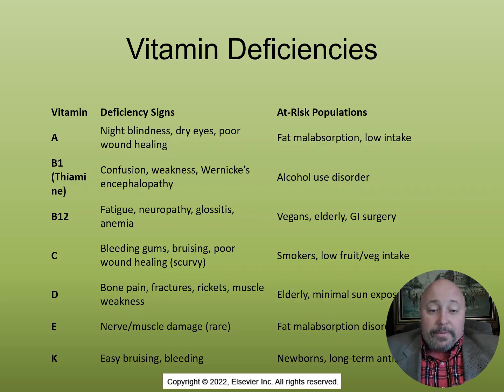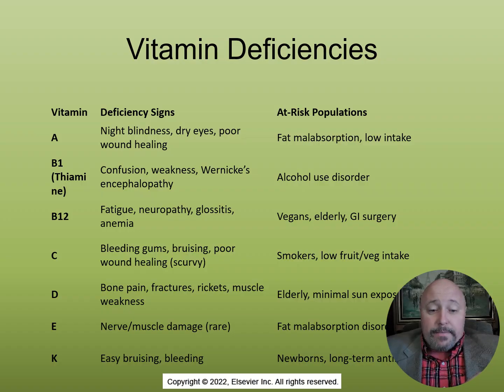On the other hand, vitamin B12 is going to display as things like fatigue, neuropathy, glossitis, and anemia, as it's going to be an essential building block for the hemoglobin within the body. Some at risk populations for this are things like vegans, the elderly, and those recovering from GI surgeries.